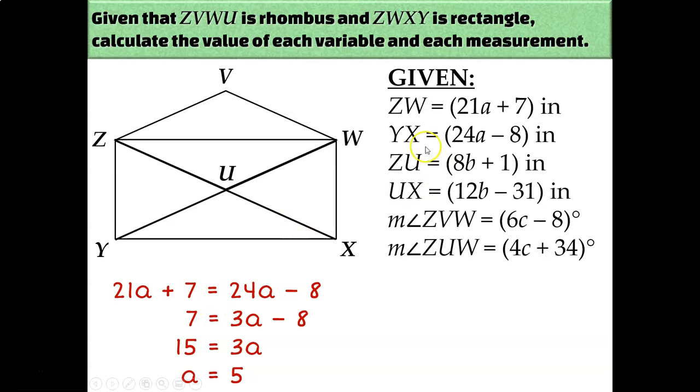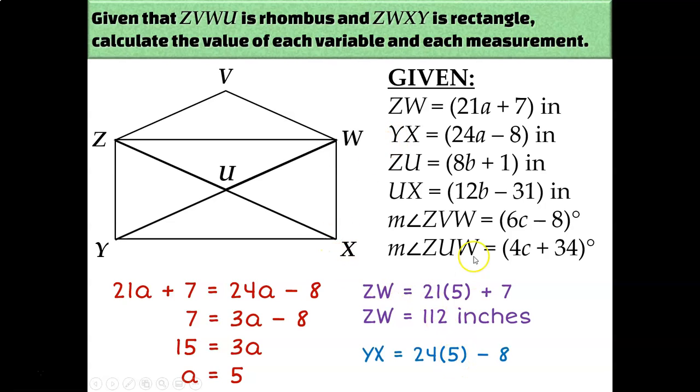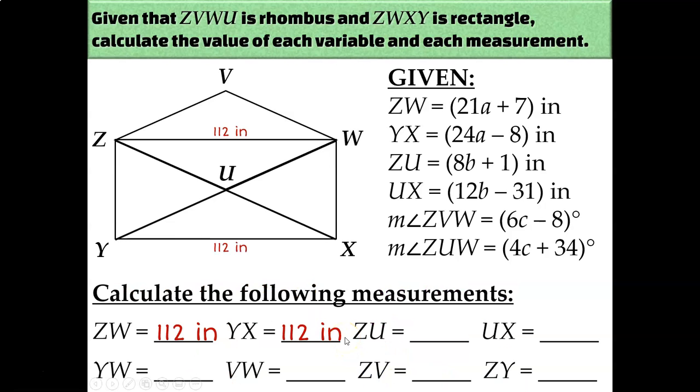So we can use that information to calculate the length of ZW. ZW would be 21 times 5 plus 7, so ZW must be 112 inches. And we can also calculate the length of YX doing the same thing, plugging in 5 for A. 24 times 5 minus 8 gives me the same answer of 112 inches. So this is what we know so far.